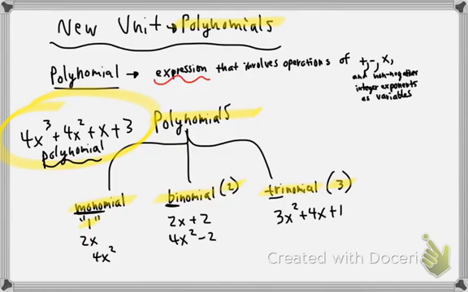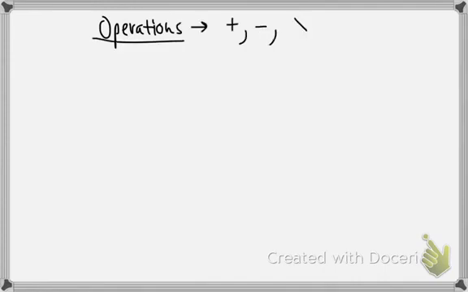All right, so that was the classification of polynomials. Let's move on to everyone's favorite part of math. Let's start doing some operations. We're going to cover adding, subtracting, and multiplying. So without further ado, let's get started.